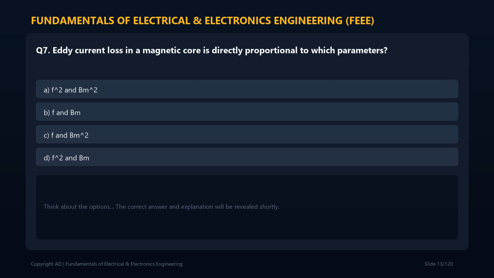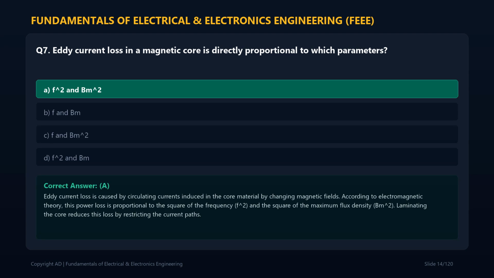Question 7. Eddy current loss in a magnetic core is directly proportional to which parameters? Option A. F squared and Bm squared. Option B. F and Bm. Option C. F and Bm squared. Option D. F squared and Bm. The correct answer is A, F squared and Bm squared. Eddy current loss is caused by circulating currents induced in the core. It is proportional to the square of frequency and maximum flux density and is reduced by core laminations.